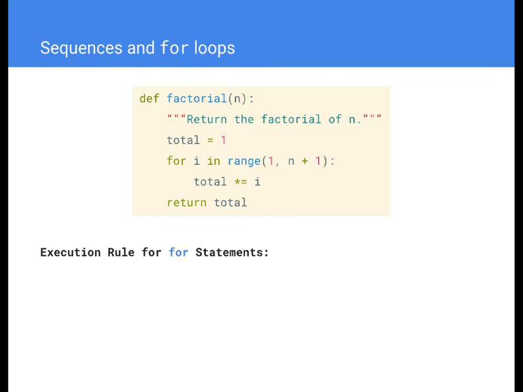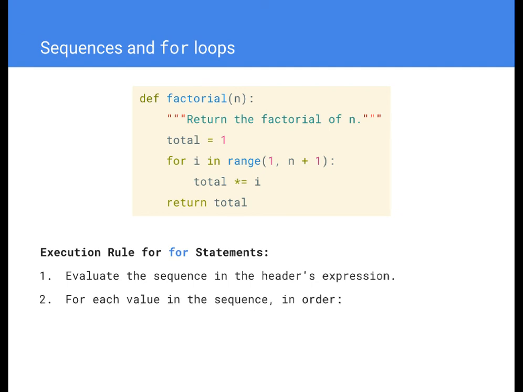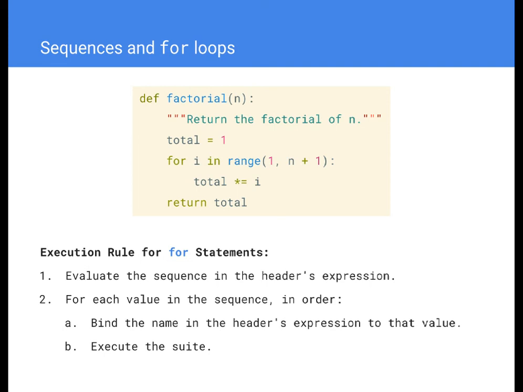called I. So the execution rule for the for statement works the same way as a while loop. I evaluate the sequence in the header's expression, and then for each value in the sequence, in order, I will go through and bind that I to each value of that range. So here I'm going to go through and bind the name I to each value in the range of the sequence. And then after that, I will then execute the suite itself. And I'll keep on doing that looping behavior, where I will go from 1, 2, 3, 4, and 5.